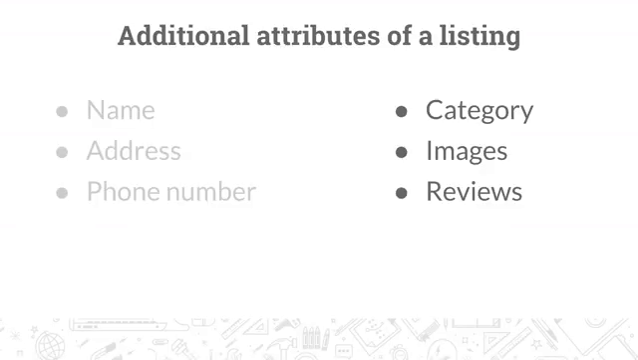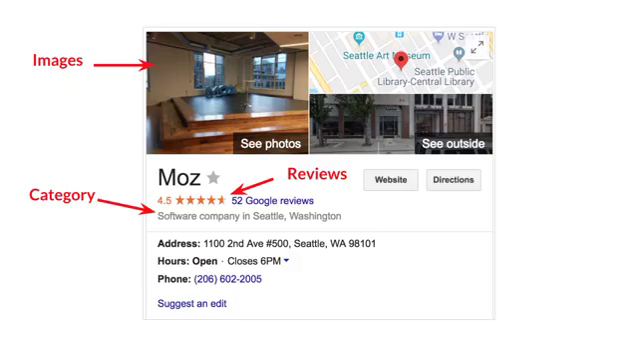There are some additional attributes associated with a listing that are commonly filled out. Things like categories, images, and reviews. These are all sort of metadata or additional information about that business. Let's take a look again at Moz. Here we can see the category. It's listed as a software company. So as a business, Moz can choose what category we want to align ourselves with. In fact, in Google My Business, you can choose both a category as well as multiple subcategories.